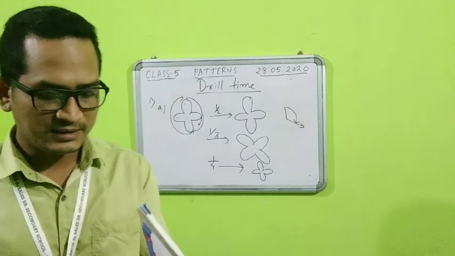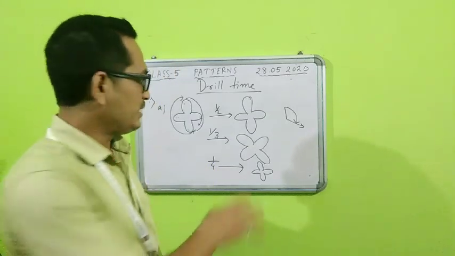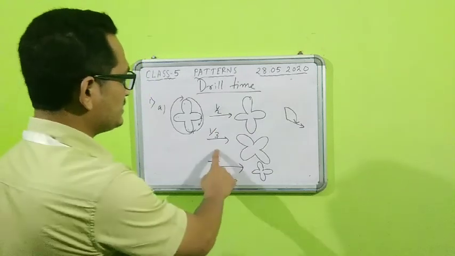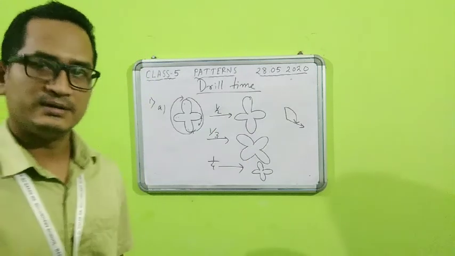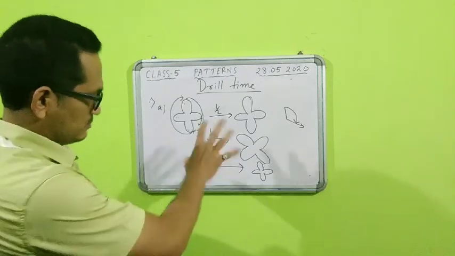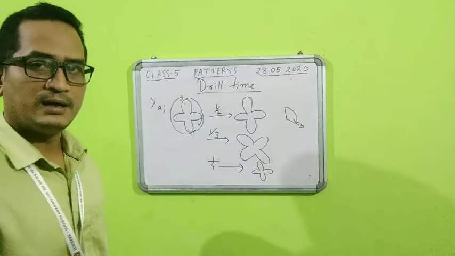That means it will be the same flower in half turn also and in 1/4 turn also. But in 1/3 turn, it will look a little bit different. Fine. So students, you can write down this one, or you can copy this one in your school copy.